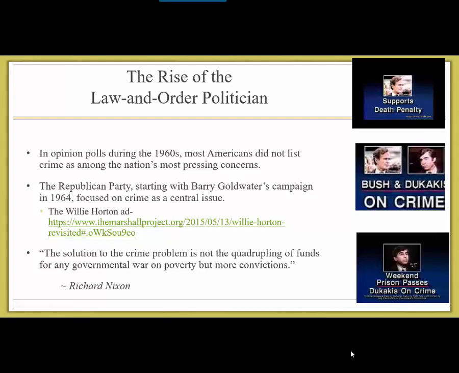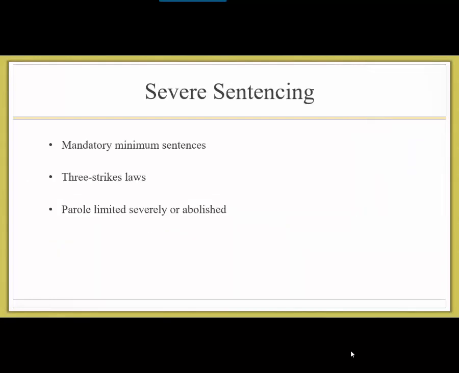And so, as more and more politicians at the federal, state, and local levels campaigned on these promises about keeping people safe and being hard on criminals, what we started to see in the 90s was a rise in what we call severe sentencing. This is where a lot of states were encouraged by the federal government to pass mandatory minimum sentences. So instead of the judge having more discretion about how to sentence people for certain crimes, there started to be these mandatory minimums.